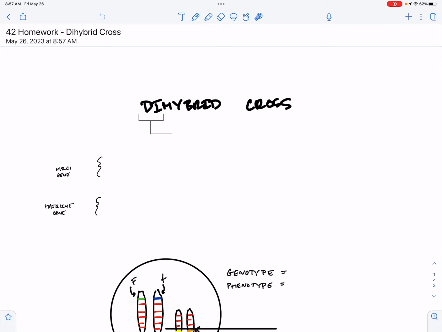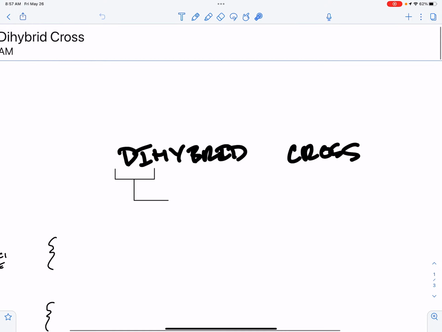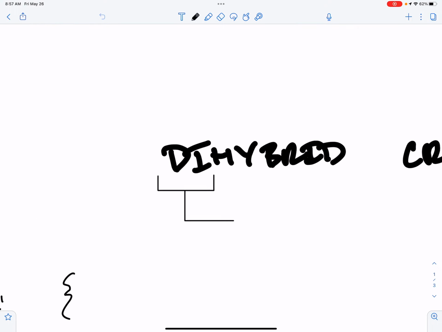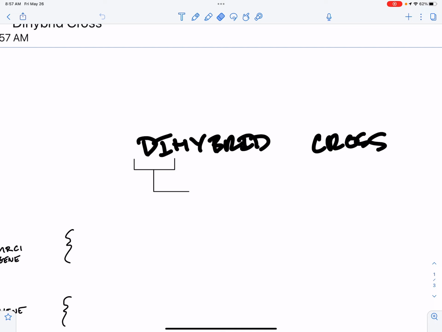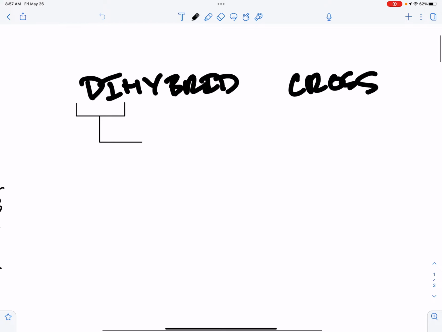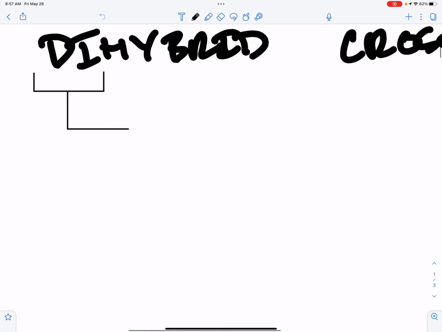Hey Team Bio, welcome to your screencast on how to perform a dihybrid cross. Now, we've already examined a monohybrid cross, and a monohybrid cross is when you're looking at the inheritance pattern of just one gene. And a dihybrid cross is when you're looking at the inheritance pattern of two genes.